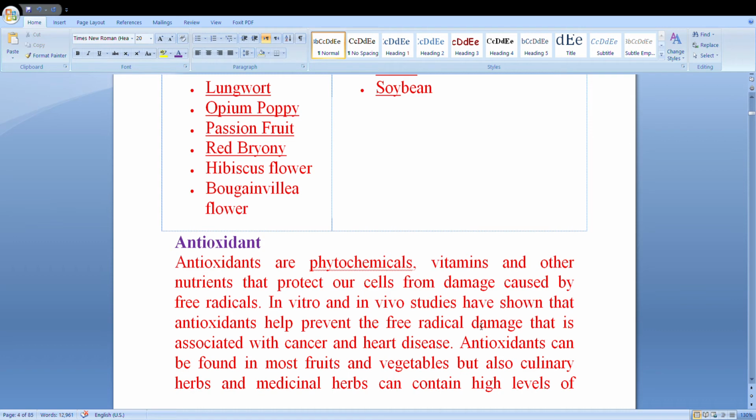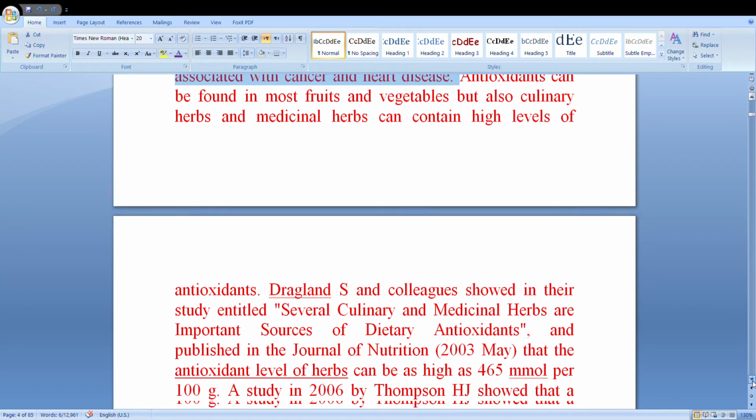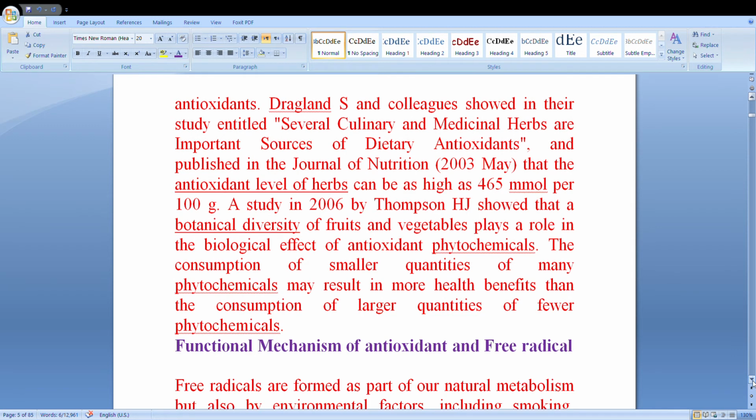New studies have shown that antioxidants help prevent the free radical damage that is associated with cancer and heart disease. Antioxidants can be found in most fruits and vegetables, but culinary herbs and medicinal herbs can also contain high levels of antioxidants.